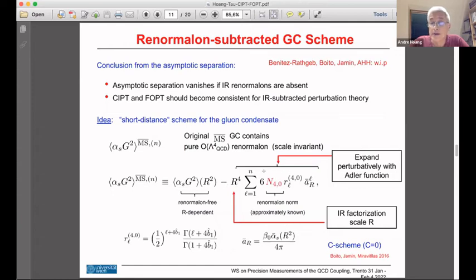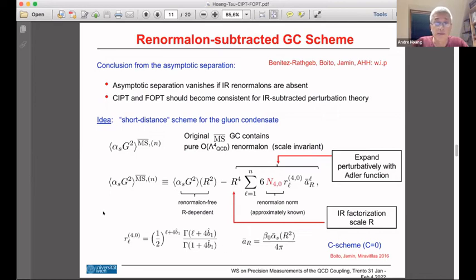And this is an important point I want to dwell on later. So what you take is the series. It's well known that the subtraction works for any scale of R, like an infrared factorization scale, but the important thing is that you have to re-expand this coupling precisely in the same way as you deal with the perturbative part, such that the renormalon cancels. So this is extremely important.